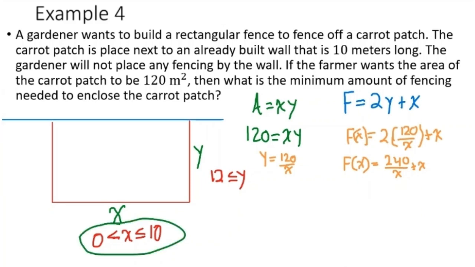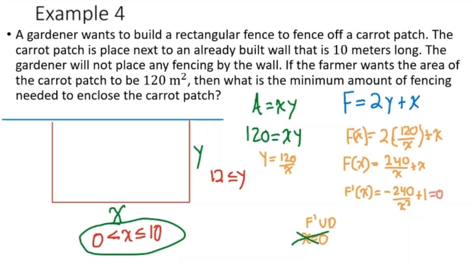The domain of our function, we've already determined to be the range of x. Now we'll take our derivative, and we get that f prime of x equals negative 240 over x squared plus 1. Now to find our critical numbers, first we should see when it's undefined. Well, f prime would be undefined when the denominator x squared is 0, which means x equals 0. But is it possible for x to be 0? No. So we throw x equals 0 out as a possible critical number since it's not in the domain.